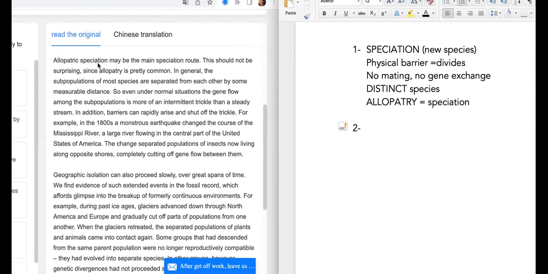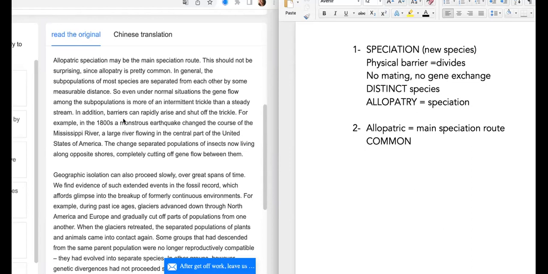Allopatric speciation may be the main speciation route. Okay, so again, allopatric is another key word. Main speciation route. Okay. And this should not be surprising since allopatry is pretty common. All right, common. So I read the first sentence and the second sentence. Sometimes when the first sentence is so short or it doesn't tell me a whole lot, I like to read the second one.